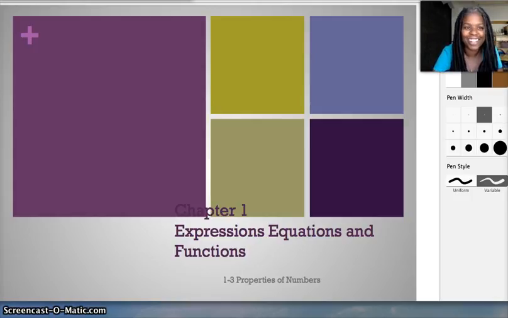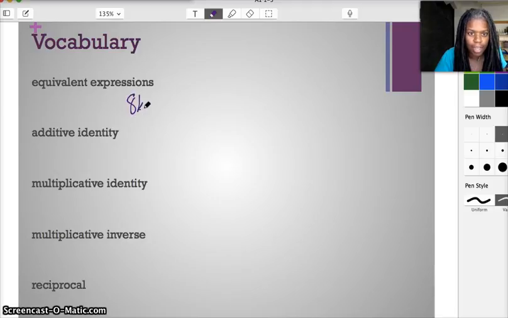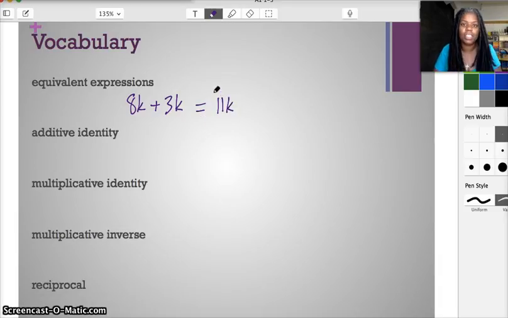So let's get started. Our first term is equivalent expression. Equivalent expressions are exactly what they sound like. They're expressions that are equivalent. So we have right here two expressions that are equivalent. I'll show you. If I have 8K and then I add to that 3K, altogether I have 11K, right? We remember this from last year, joining like terms together. These are equivalent expressions. So basically one expression can be used in replacing the other.